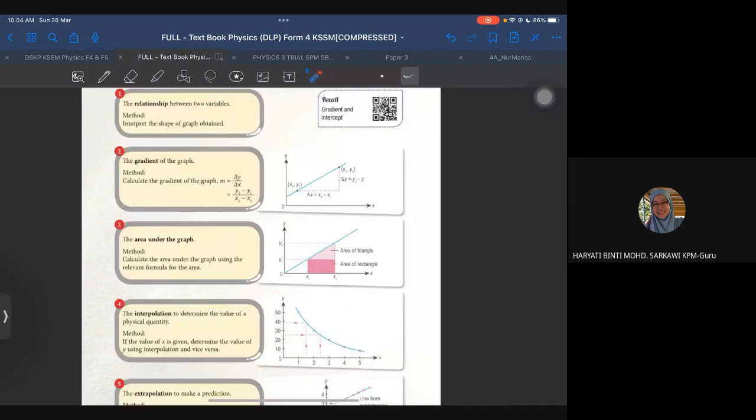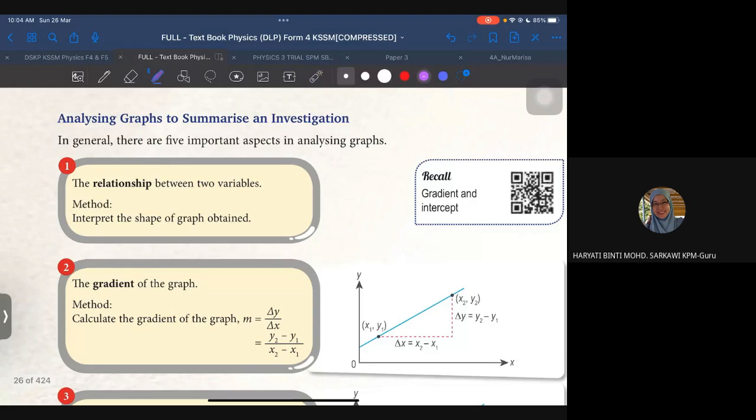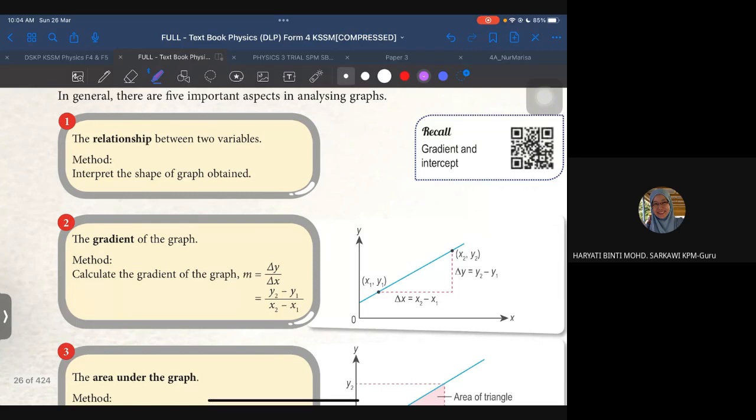A bit more here. So now, analyze graph to summarize an investigation. Number one, they will ask you to state the relationship between the two variables. So stating the relationship between the two variables depends on your graph. We already looked at directly proportional, inversely proportional, increase linearly, decrease linearly, and increase-decrease graphs. So that is the answer for this. Let's say they ask you to write the relationship. Just look at your graph and then refer to what you have learned just now.